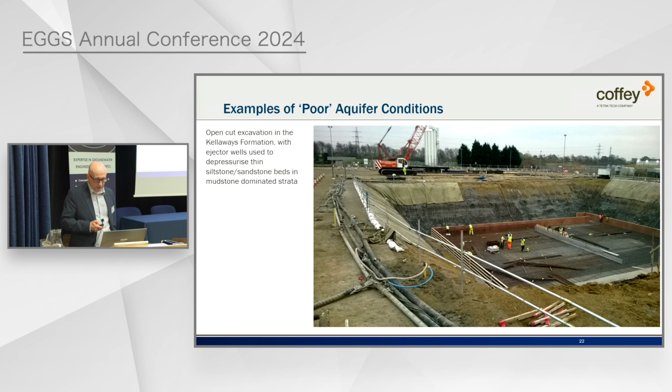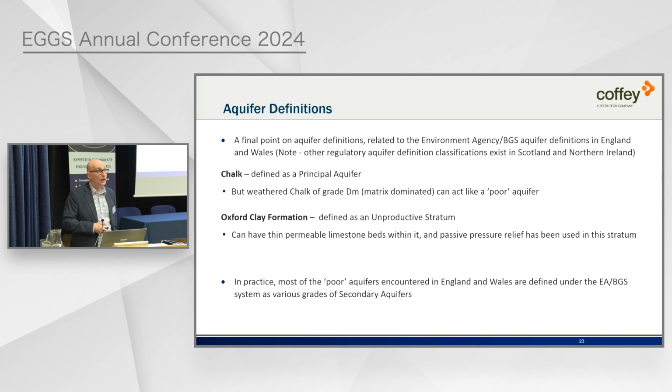So if we're talking about aquifer definitions, for those who work in England and Wales, we need to talk about the EA BGS definitions because you'll be aware that the Environment Agency and BGS have a system of principal aquifer, secondary aquifer and so on. It's worth noting that there's a different aquifer classification system in Scotland and a different one further in Northern Ireland. But these aquifer classifications can sometimes be slightly unhelpful.